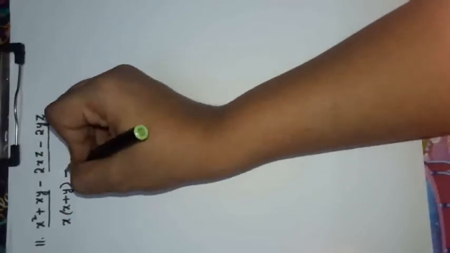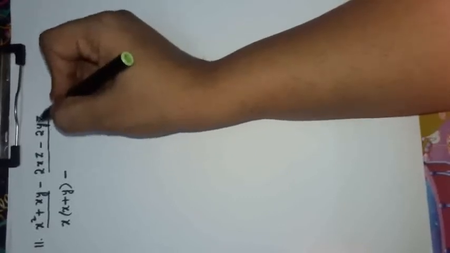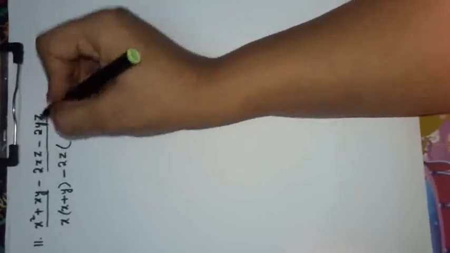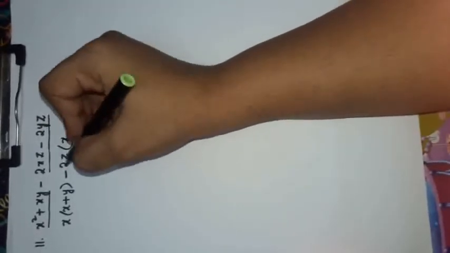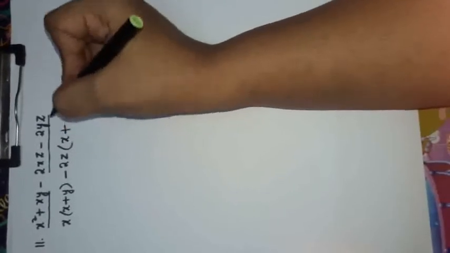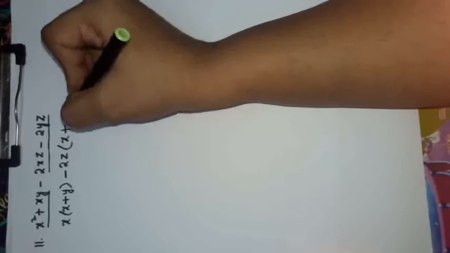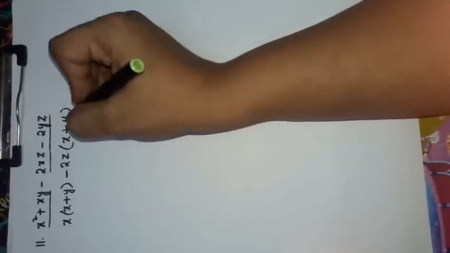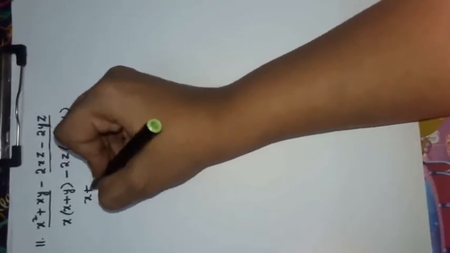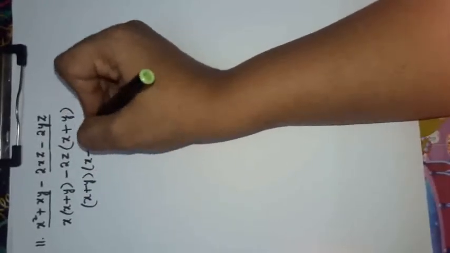Now minus, out of 2xz and 2yz, 2z we can take common. Over here x is remaining. Now here minus into plus will be minus, so let us take plus over here. Now over here 2z you have already taken and y is remaining. So now (x + y) is common, and what is remaining? (x - 2z).